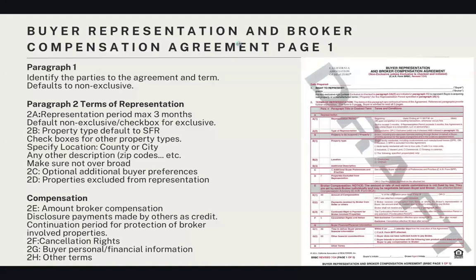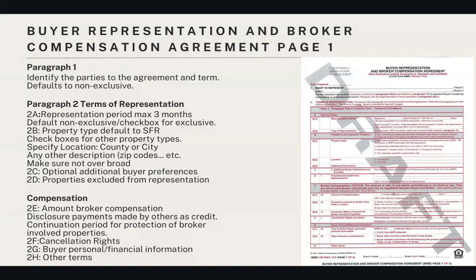First up, we're going to go directly to the buyer representation and broker compensation agreement. I'm going to run through the paragraphs. You can't really read it on the document. You may want to print a copy or have a copy available to you. It's no longer the redlined version. This was done prior to yesterday when they were still in draft.